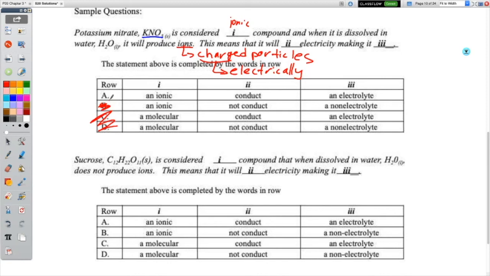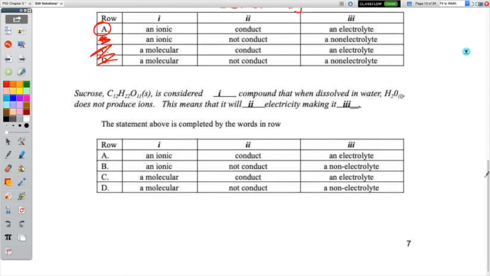Just like our salt, our ionic compound, it conducted electricity when we tested with the conductivity meter. It lit up. And what does that make it? If it's ionic, it conducts. Well, it's an electrolyte automatically, right? So that makes A right. That's the definition of an electrolyte, something that conducts electricity. Okay, let's try the next one.